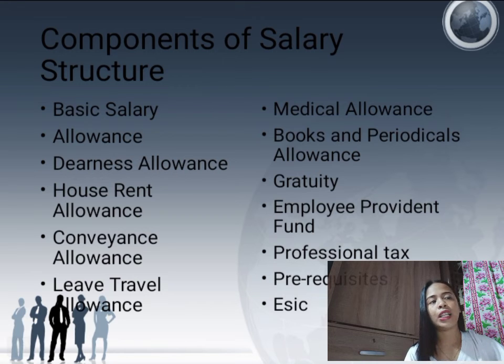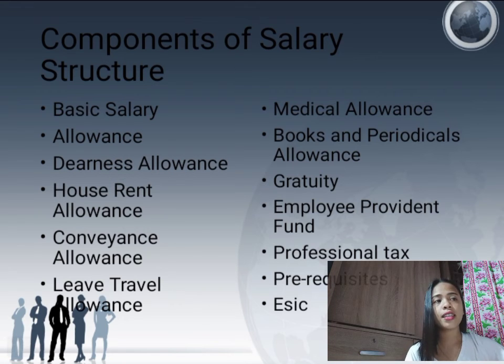It is a type of allowance offered by a company to compensate for their travel from their place of residence to the workplace. Next is leave travel allowance. It is an allowance paid by employers to their employees that can be utilized when they go for a vacation. Next is medical allowance. It's a fixed allowance that an employer pays to its employees as a part of their salary to meet their regular medical needs.